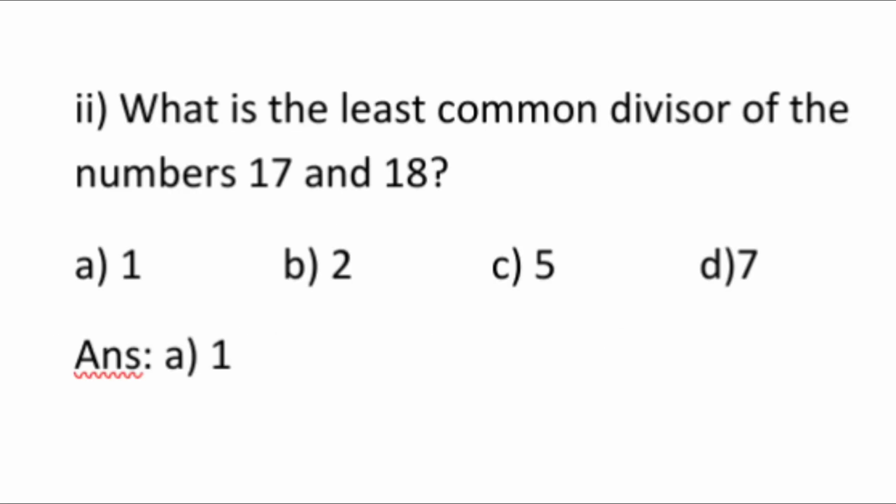Second one, what is the least common divisor of the numbers 17 and 18? 17 is already a prime number, so it has only two factors, 1 and 17, and 18 is a composite number. So here the option A, 1 is the correct option. That is, 1 can be the common divisor between 17 and 18.